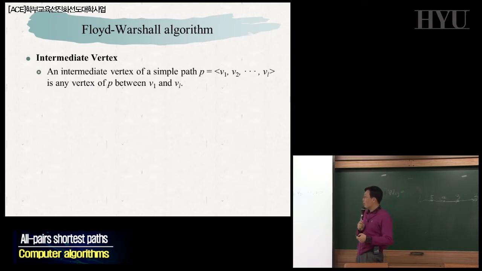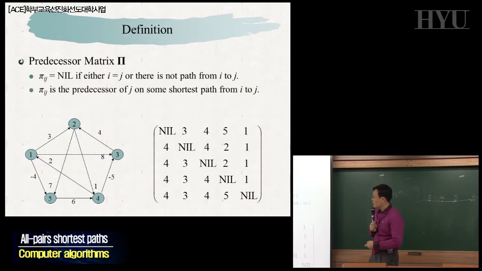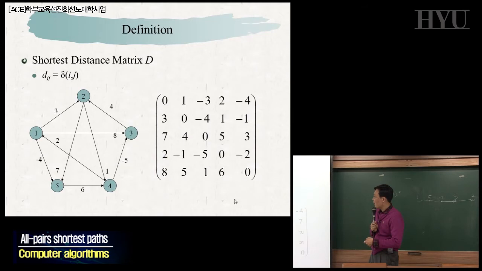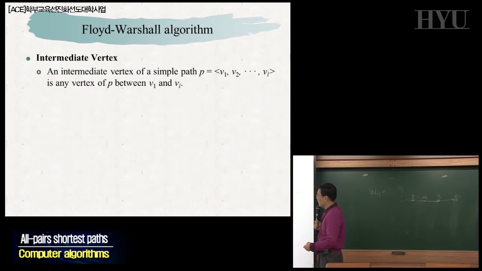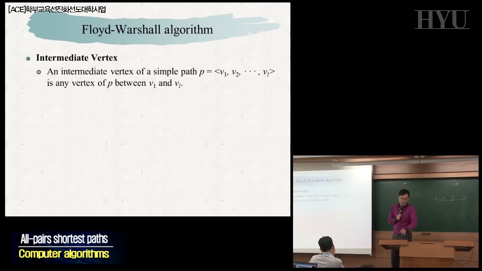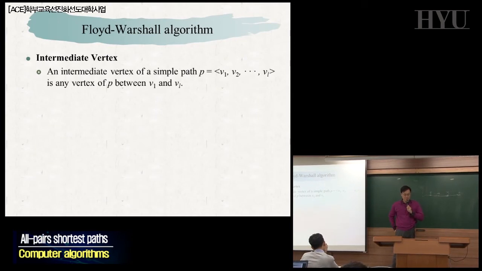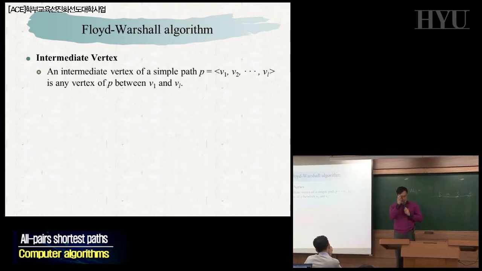Okay, now I'll explain the Floyd-Warshall algorithm to calculate these two matrices D and pi from W. First, I will define intermediate vertices. An intermediate vertex of a simple path from v1 to vl is any vertex in this path except v1 and vl. All the other vertices are intermediate vertices.